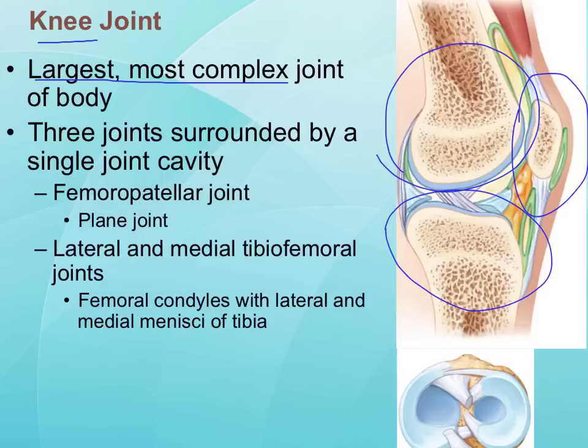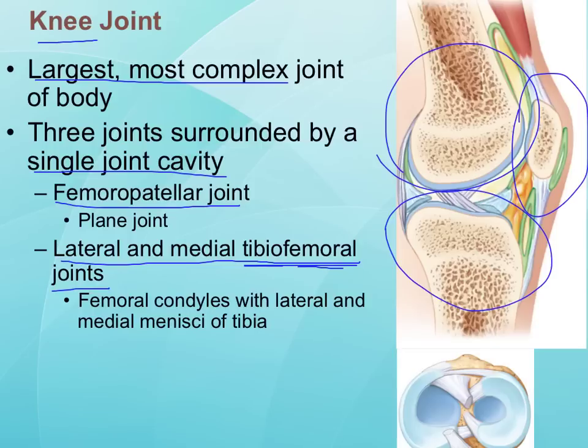Okay, so in fact, our knee is made of 3 different joints, and these 3 different joints share one single joint cavity. Those 3 joints are the femoropatellar joint, which is a plane joint allowing gliding movement, and also 2 more joints, the lateral and medial tibiofemoral joints. The tibiofemoral joints connect tibia and femur. Okay, so that's how the joints are named.